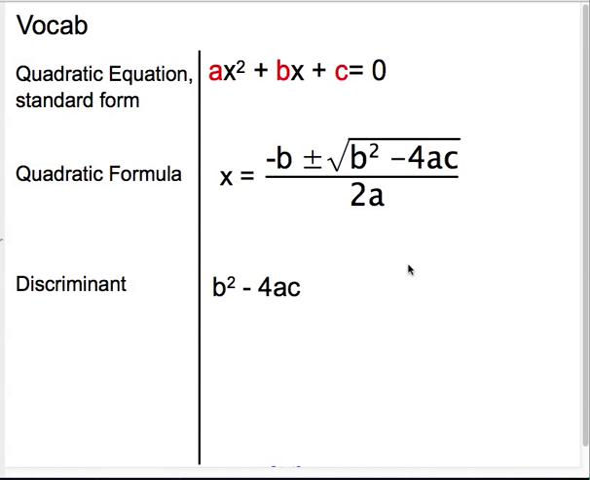x plus c equals 0. The quadratic formula is to solve for x when the equation is in standard form. So here's the quadratic formula. Hopefully you guys saw that in Algebra 1.